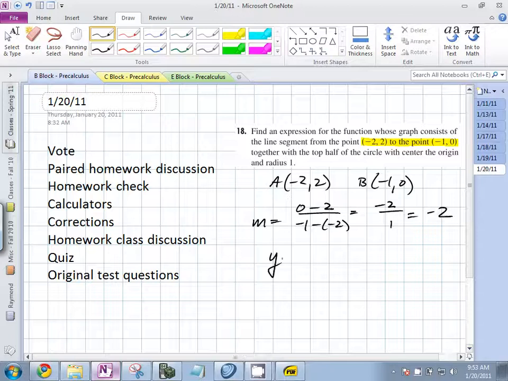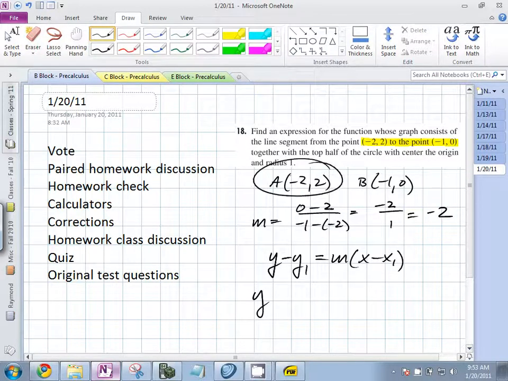I really like this form right here. Point slope form. I love that. So you end up with y, which I like. If I had to choose one, I'd choose that point to plug in. So y minus what? If I use this point.